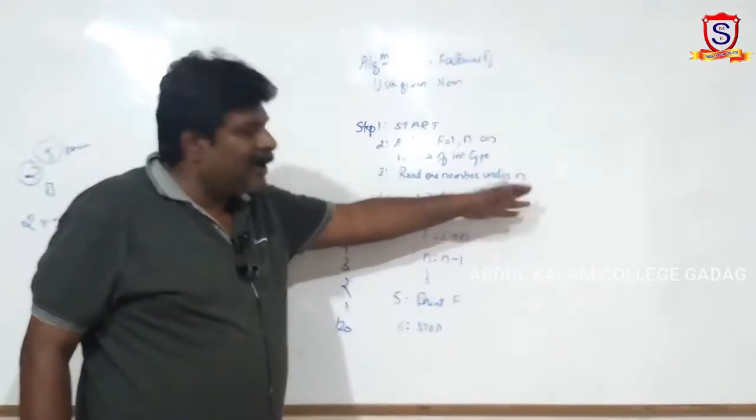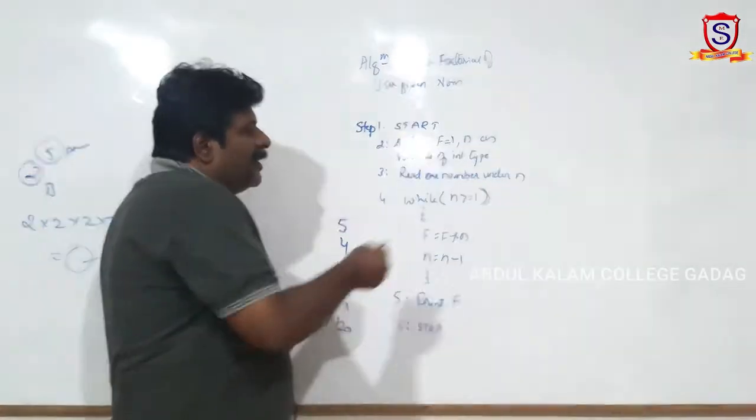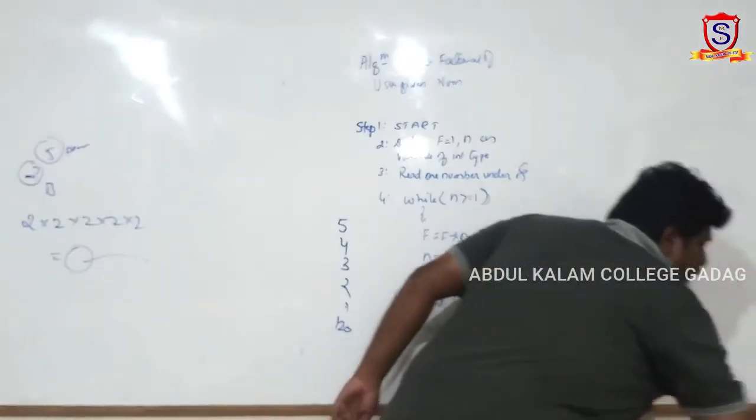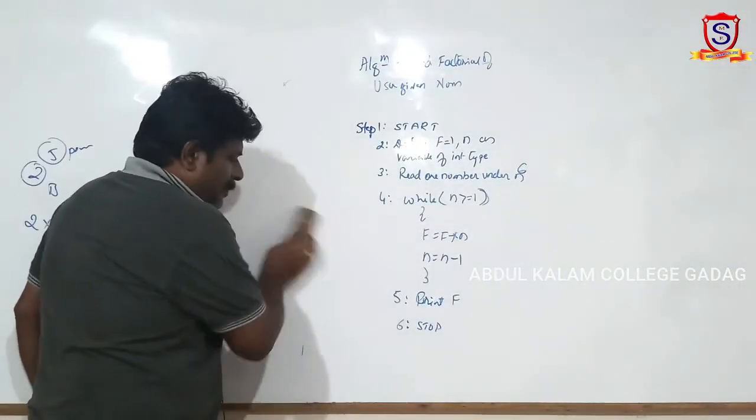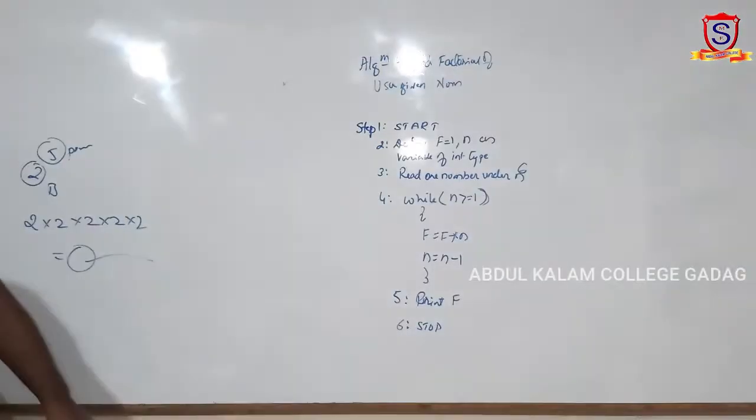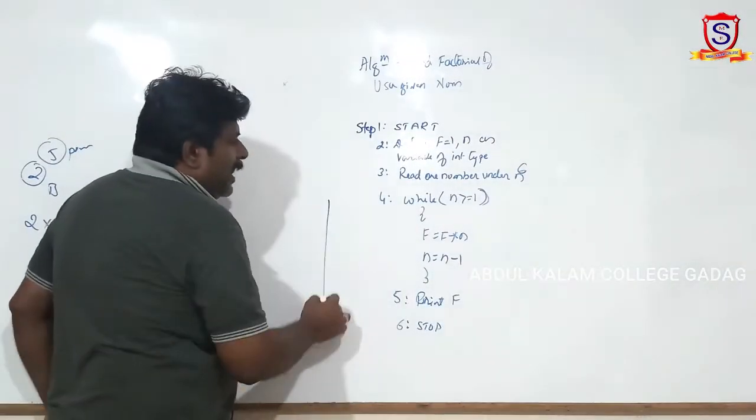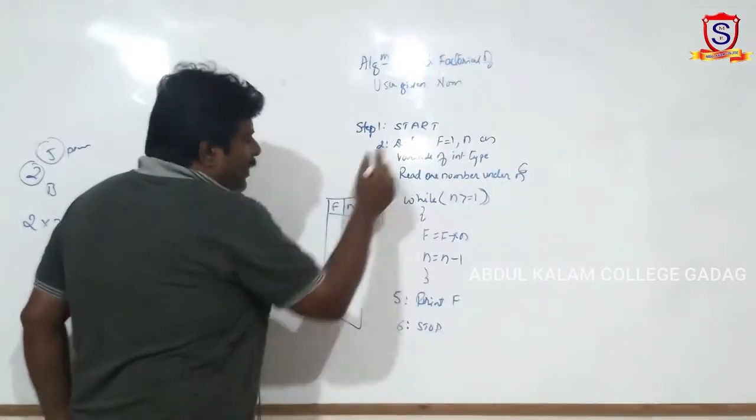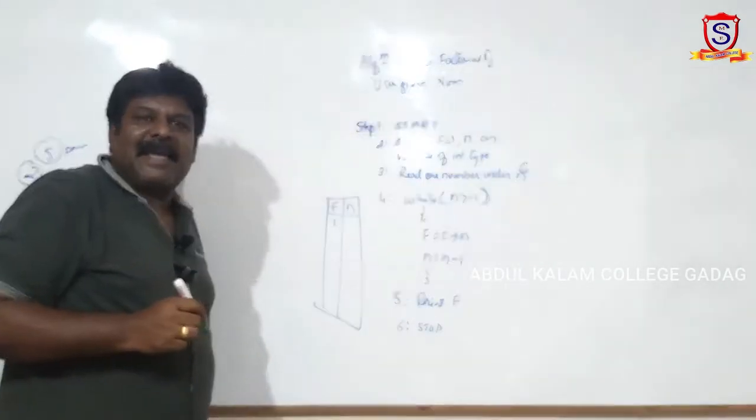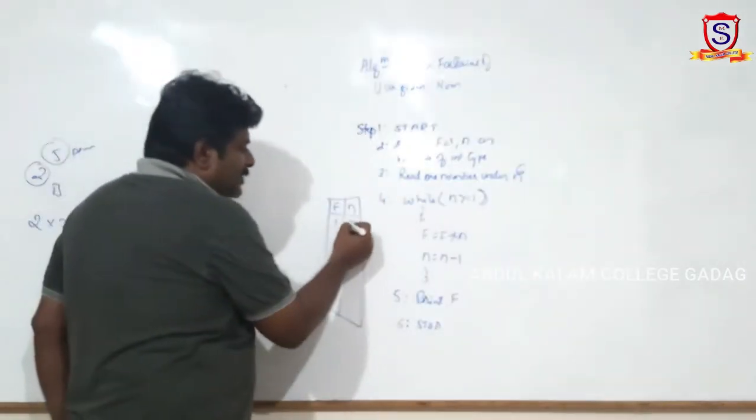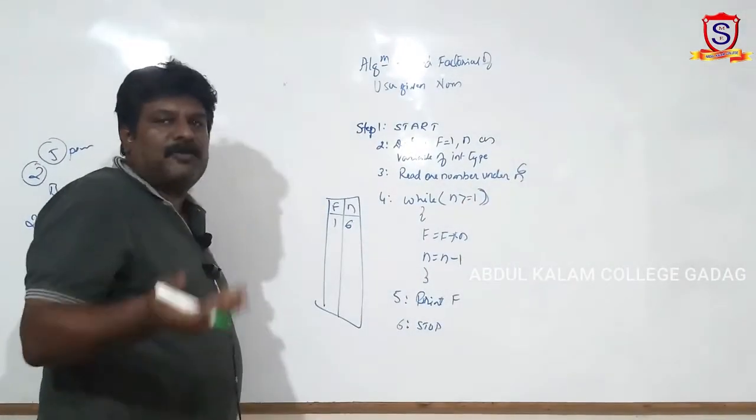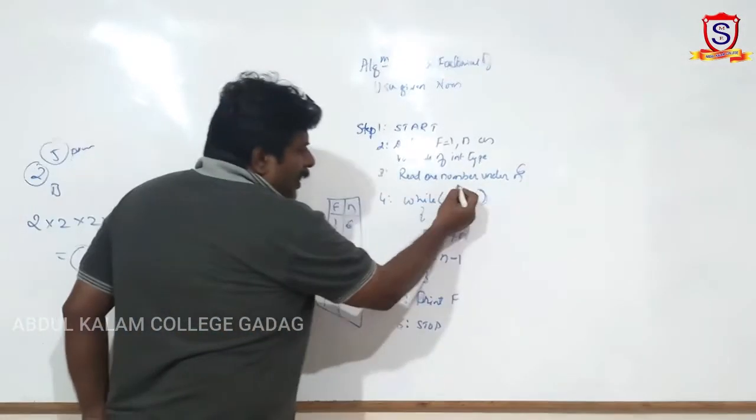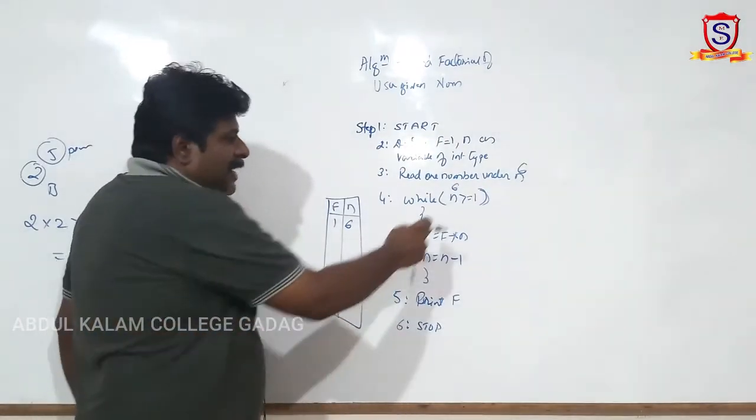Next, read one number under n, any number. Now let me take n as 6. Now let me put it on a table. So under the table I will have two values, that is f and n. Here f is initialized with 1 and n we have taken as 6. Let's assume that the user has given us 6. It comes over here. What is n? 6. Is it greater than 1?